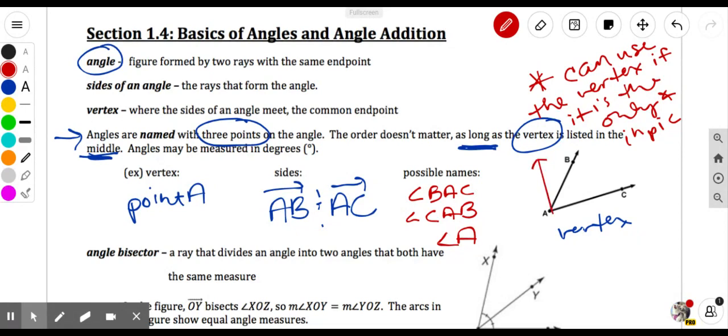If I added another ray here and called this D, I can no longer call any of these angles angle A, because if I said, hey, find the measure of angle A, well, which one are you talking about? There's this one that has A as the vertex, there's this one that has A as the vertex, and then there's the whole thing that has A as the vertex. So once you add in more rays to a vertex, you can no longer name it by that one letter because we wouldn't know what you were talking about. So that's how we name an angle. The 3-letter thing can be used all the time, so that's the good one to remember.